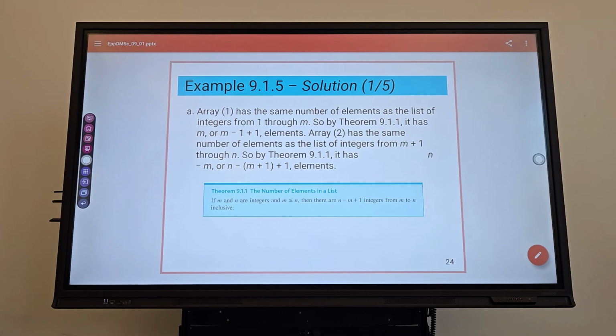Well, array 1 has the same number of elements as the list of integers from 1 through m. So by theorem 911, it has m elements. Array 2 has the same number of elements as the list of integers from m plus 1 through n. So it would be n minus m plus 1 minus 1. So it restates the number of elements in a list theorem here.